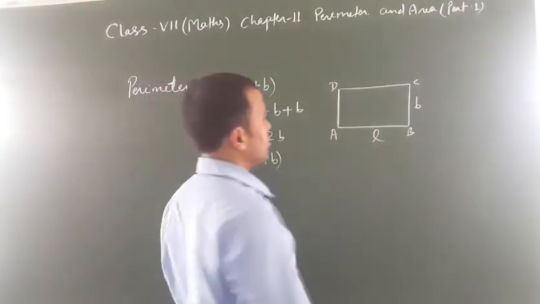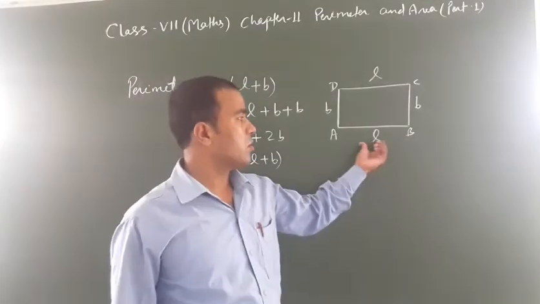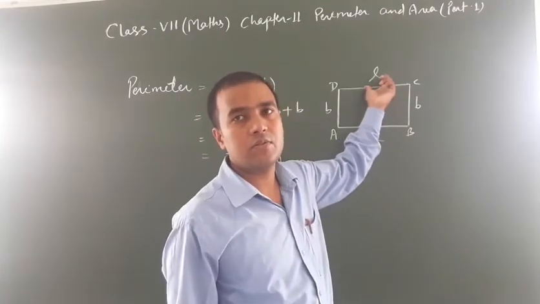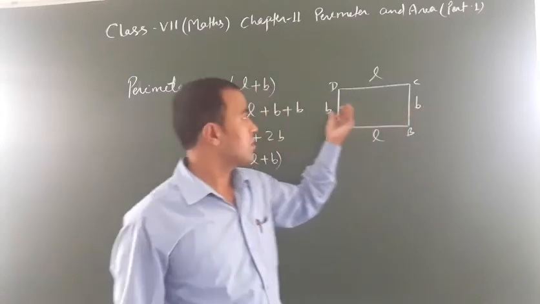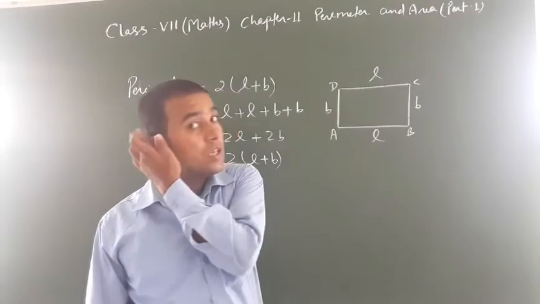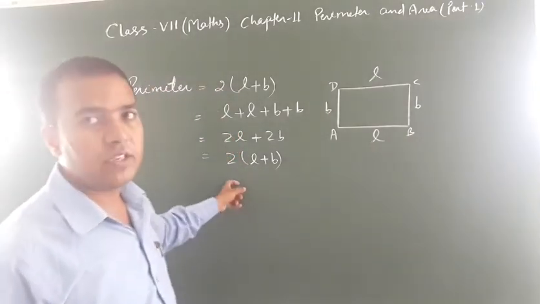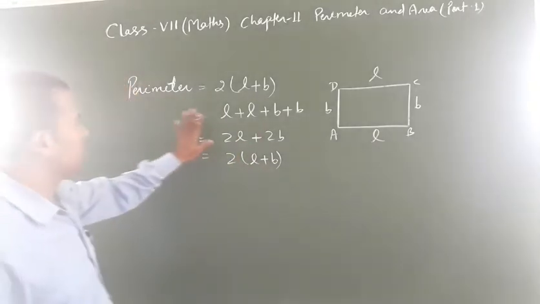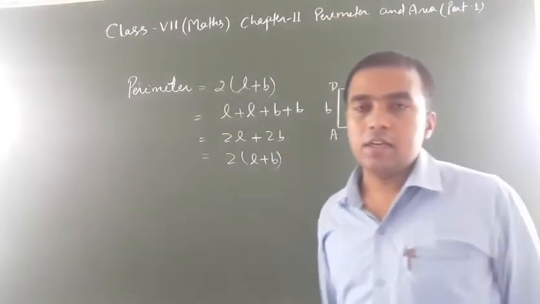Opposite to this length there is also a length, and whatever value is given for this L, you will take that value here also. Whatever value you have taken for this breadth, you can take that value for the other breadth also. Clear? How we have written 2(L plus B), I explained. So the perimeter of a rectangle is 2 in bracket length plus breadth. Clear? Next, area.